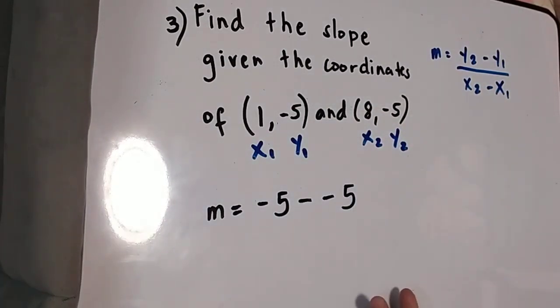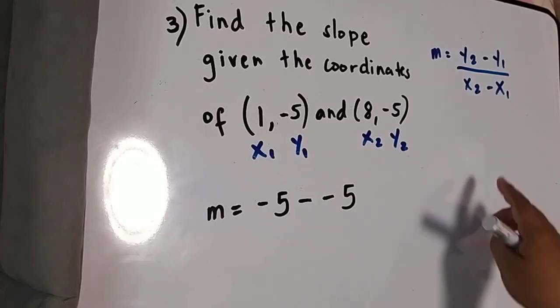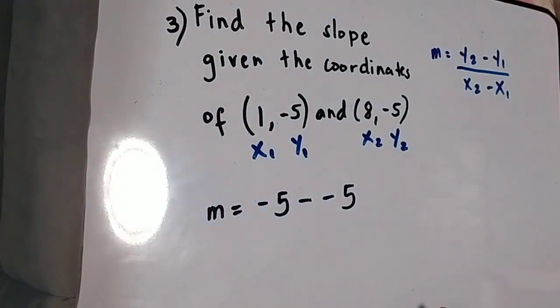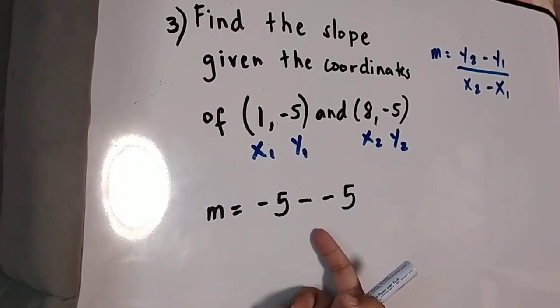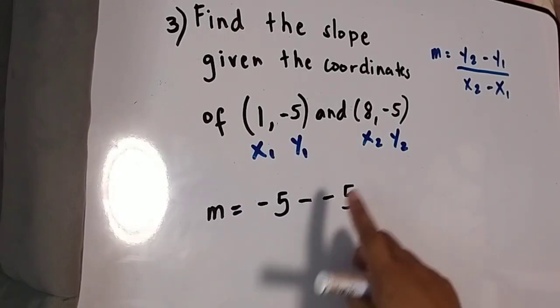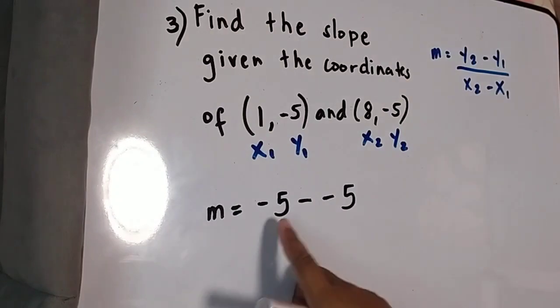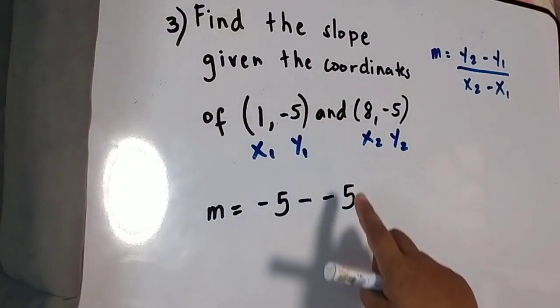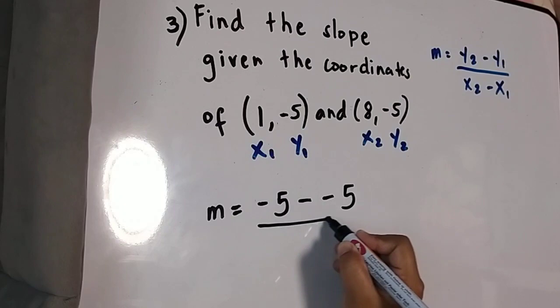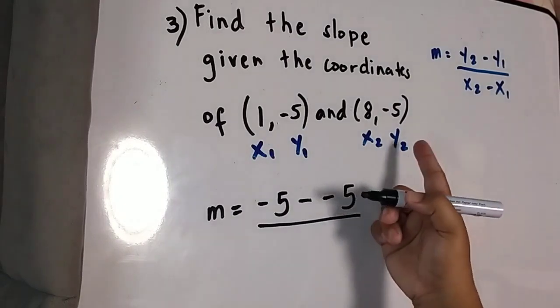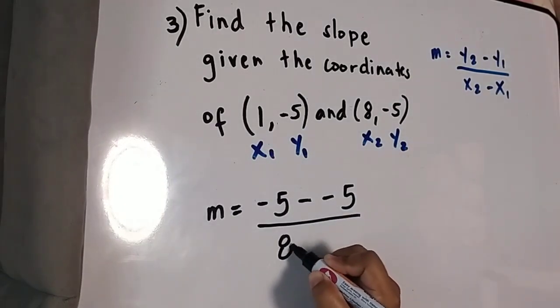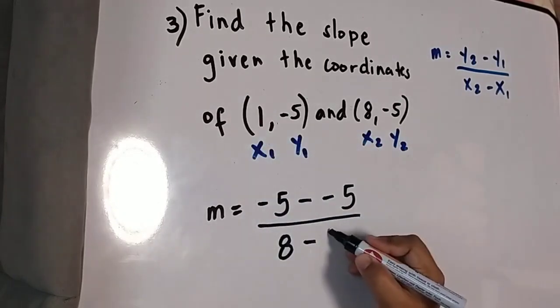Importante din na ikakopy nyo mismo yung mga signs. Tsaka lagi yung may minus ha. Kasi madalas, kapag let's say negative na si y sub 1, nakakalimutan na i-indicate yung subtraction. Okay? So, di ba? Y sub 2, negative 5, minus muna, then negative 5. All over now, you have x sub 2, 8 minus 1.